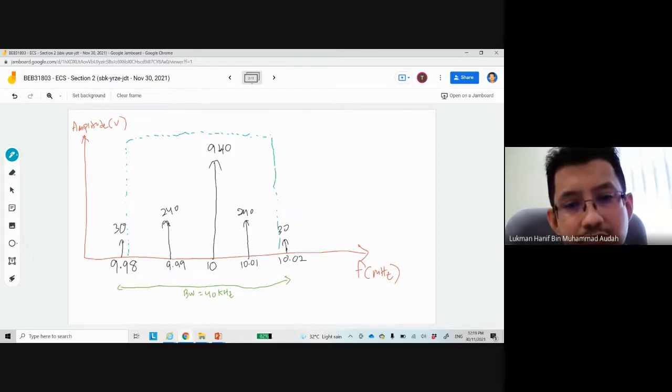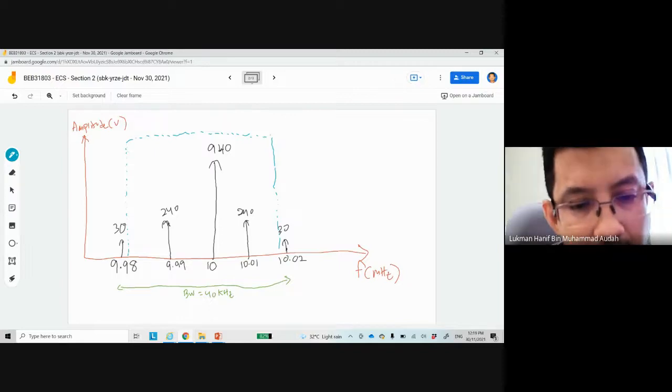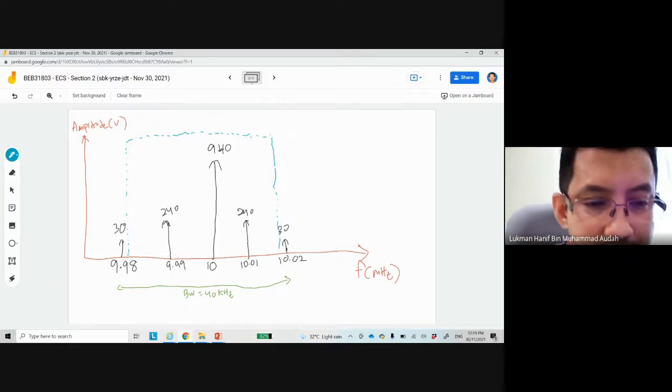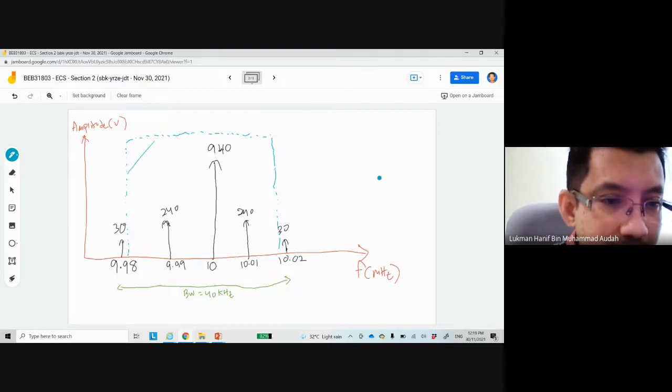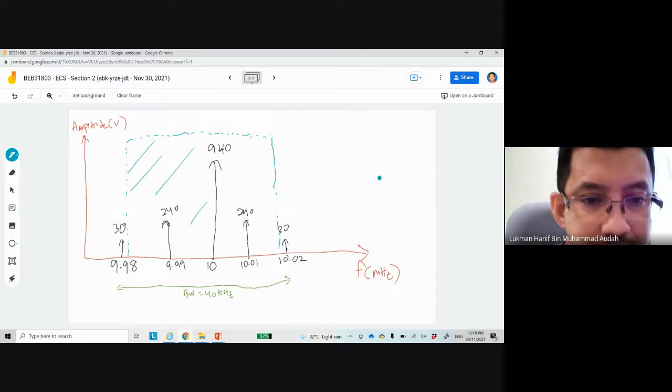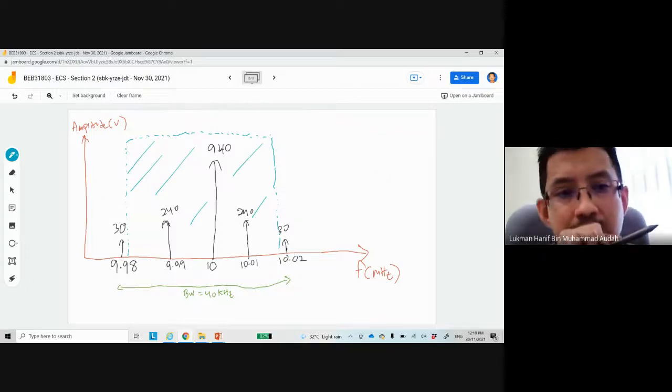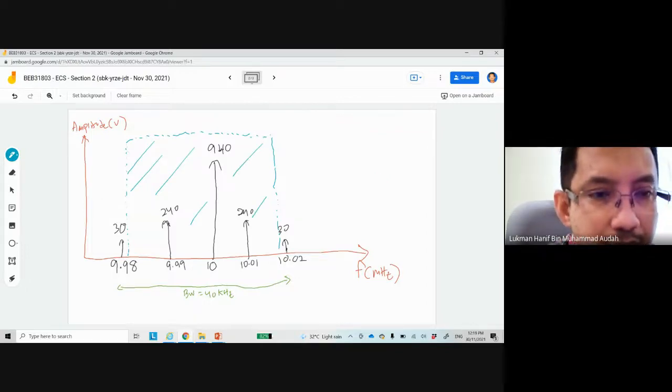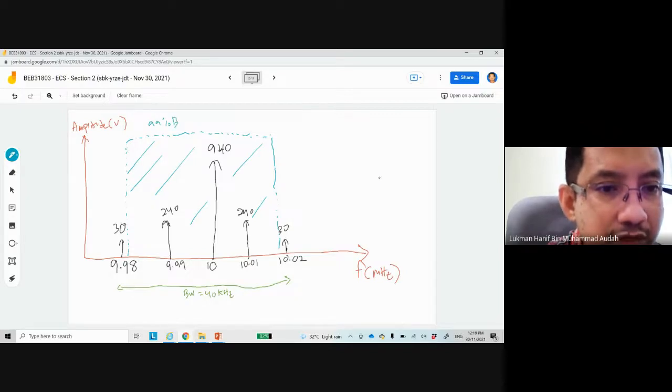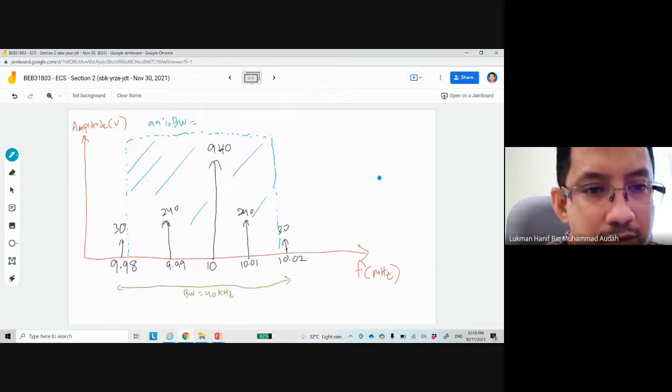Okay. So you see that I draw an imaginary box. Okay, kalau you lihat di sini ni box yang ini ya. Okay. So this 99% of bandwidth is equal to 39.6 kilohertz.